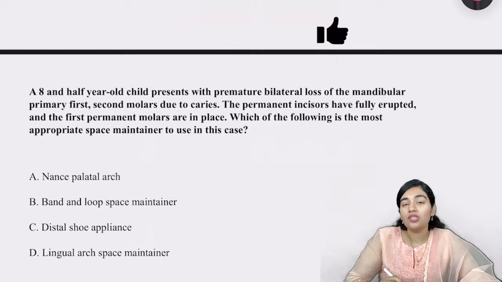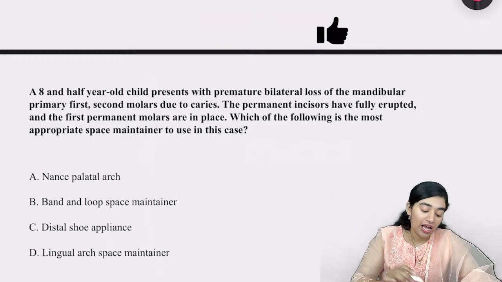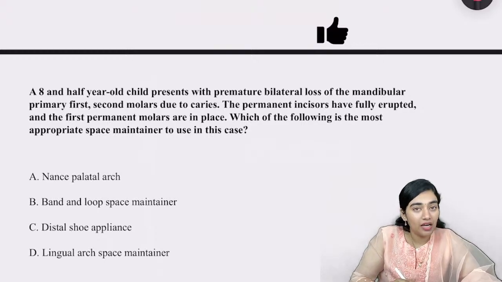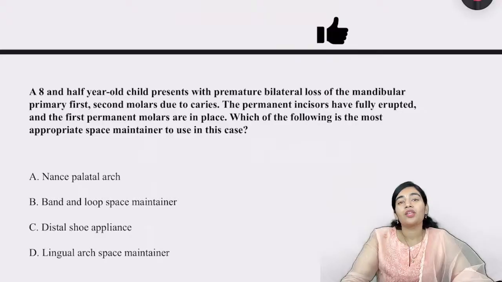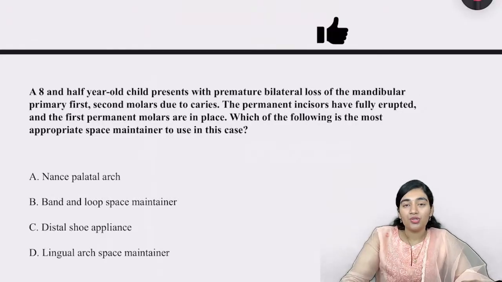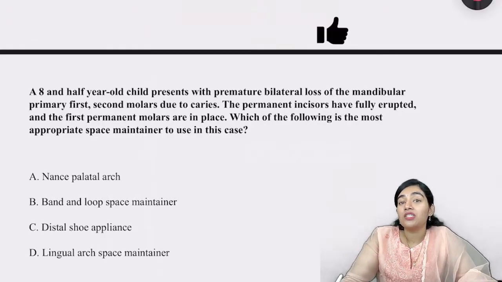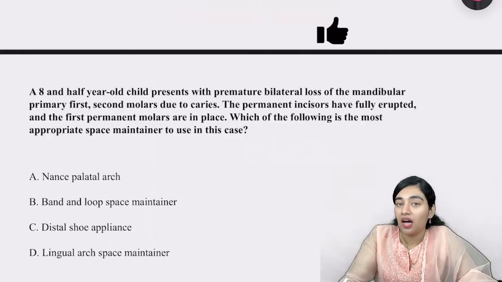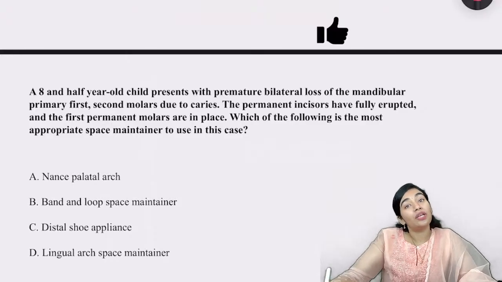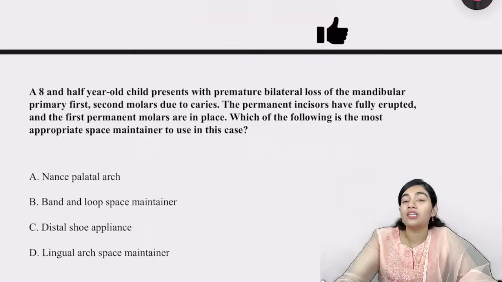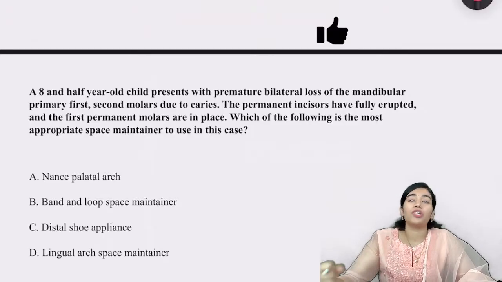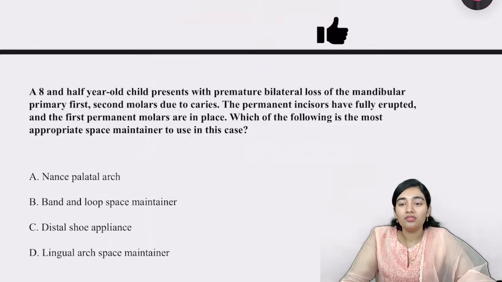So this was the question that I am posing to you. The options given are Nance palatal arch, band and loop space maintainer, distal shoe maintainer, and lingual arch. So these are the four options. As I've told you, whenever a case-based question in space maintenance is asked, you need to analyze it one by one. What is the information that is given in the question? We need to make the points. So come on, start answering me.